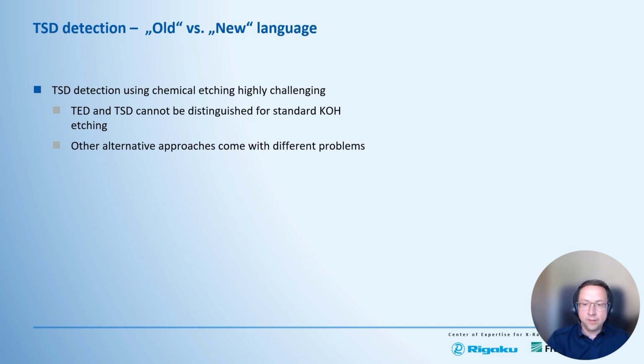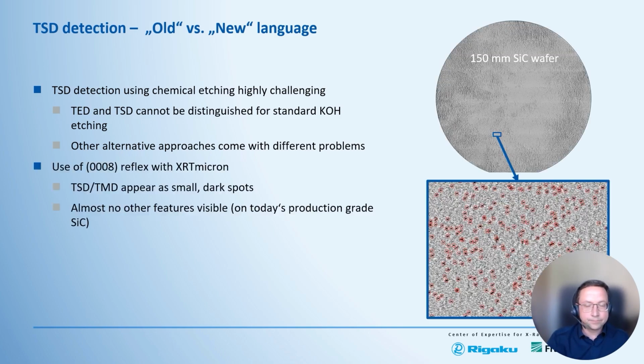There are clear drawbacks. One drawback is that if you etch a wafer with KOH etching or sodium etching, you destroy the wafer. It's a destructive analysis method. And especially if you're talking about TEDs and TSDs, so TEDs are threading edge dislocations, you cannot really distinguish between TEDs and TSDs if you're using a standard KOH etching. So this is one challenge. There are other approaches available, but they have also different problems.